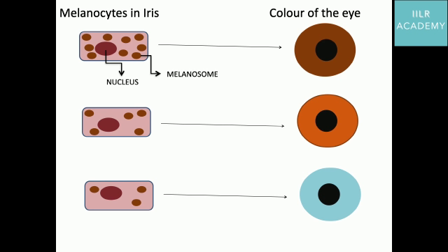The second picture shows a fewer number of melanosomes, hence a lesser amount of melanin, and it is showing a somewhat lighter shade of brown. In the third picture you can see there is an extremely small number of melanosomes, hence very little melanin inside the melanocyte, hence the eye color is blue. Now we will see afterwards in the later slides what actually makes the eye look blue or green.